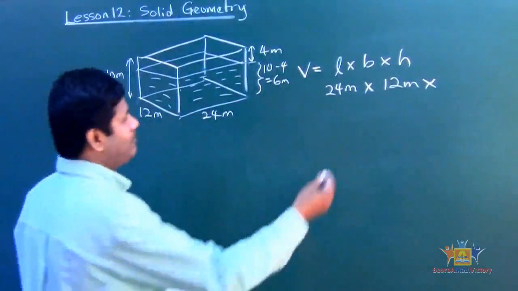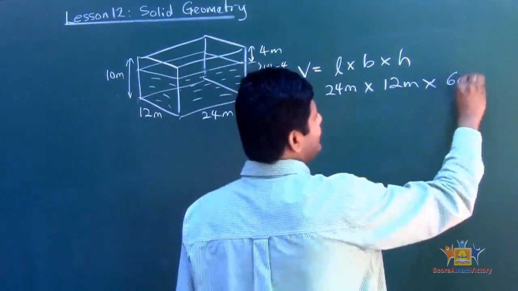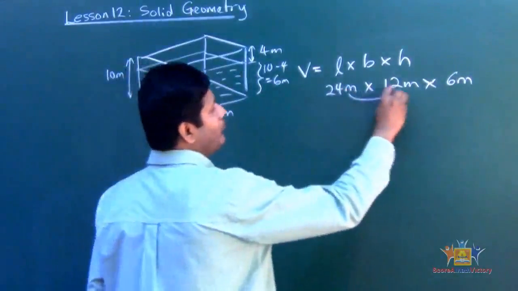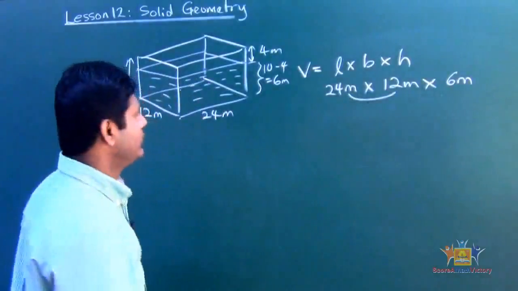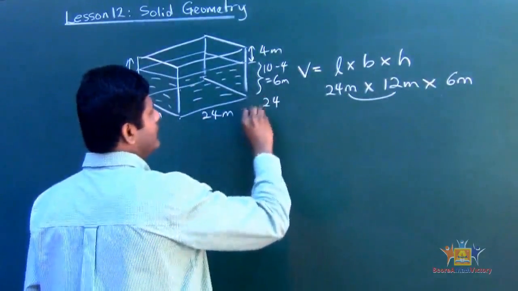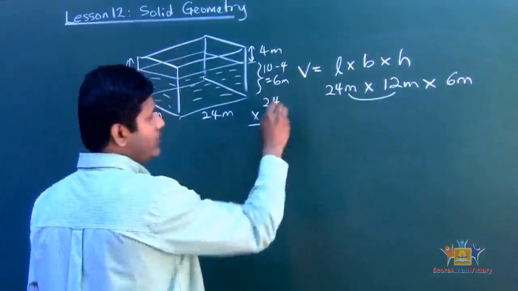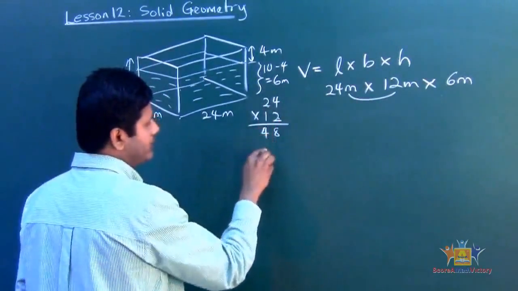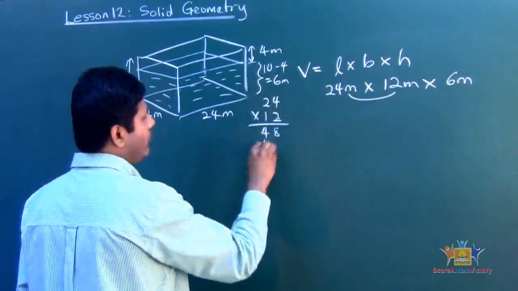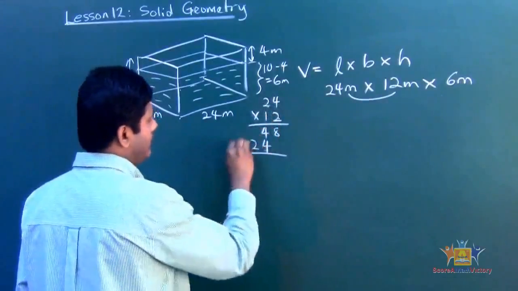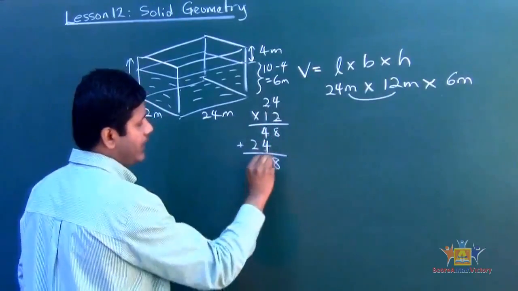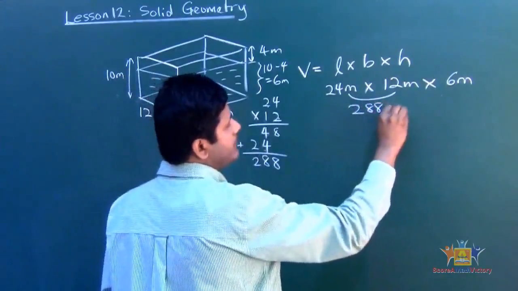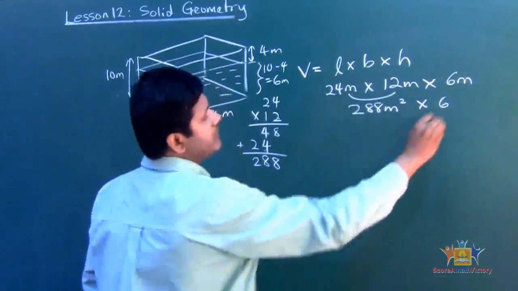Now you just plug it in right here, for height is 6 meters. And the rest of it is just arithmetic. So we're going to times 24 meters with 12 meters. We're going to line it up. So 24 times 12. 2 times 4 is 8. 2 times 2 is 4. I'm going to times 1. Now I'm going to start right here. 1 times 4 is 4. 1 times 2 is 2. Then I add them. 8. 4 plus 4 is 8. 2. So that gives me 288 meters squared, and I'm going to multiply that with 6 meters.